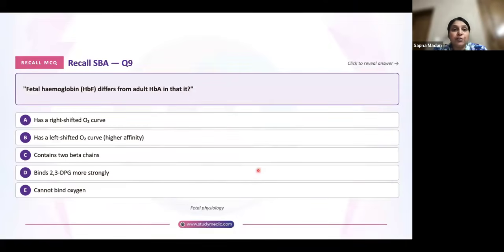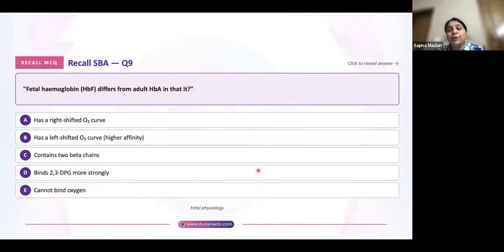Fetal hemoglobin differs from the adult hemoglobin in that it has a left shifted oxygen curve. That means it has higher affinity for oxygen. It contains 2 beta chains, binds 2,3-DPG more strongly, or it cannot bind oxygen.